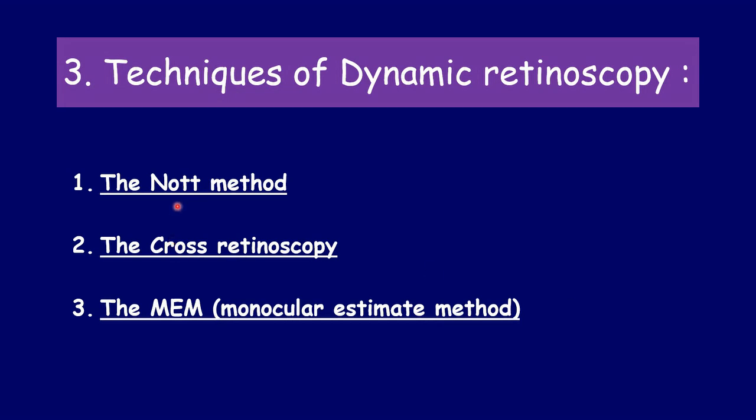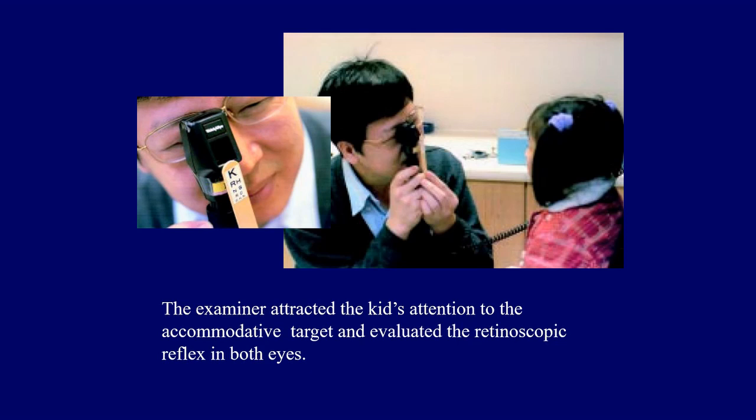The Nott method, this is the name of the person who invented this way, the cross-retinoscopy, and the monocular estimate method of dynamic retinoscopy. The examiner attracts the kid's attention to an accommodative target and evaluates the retinoscopic reflex in both eyes. So here we have the retinoscope and the target that the patient will read on the same location, and these are located at the working distance that we want to examine.